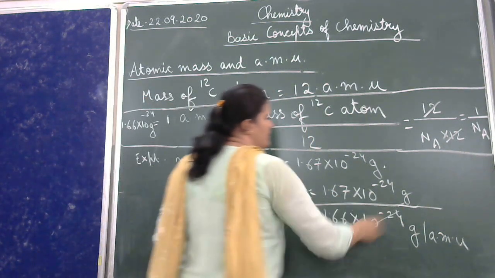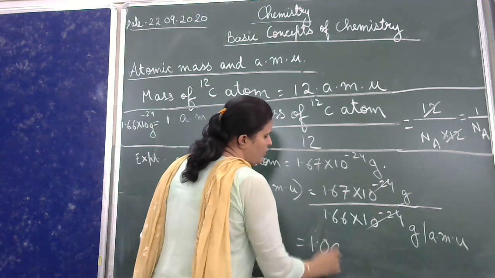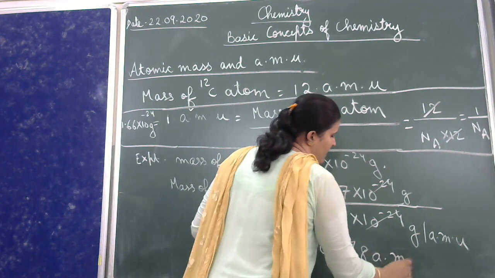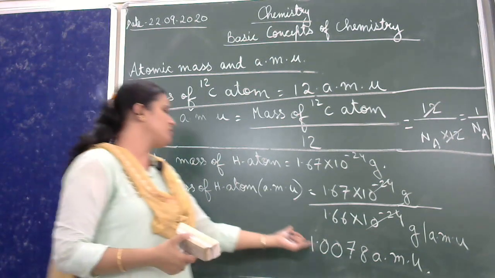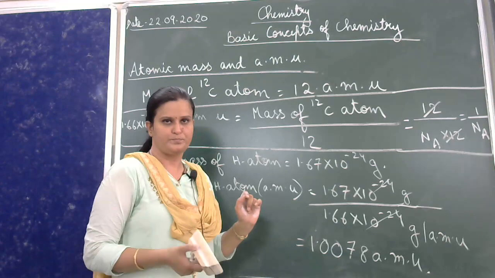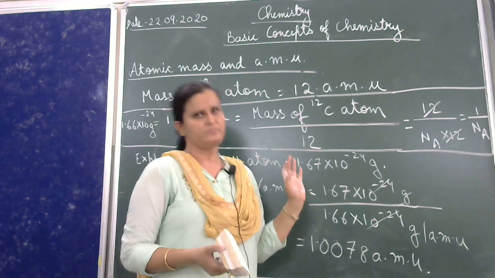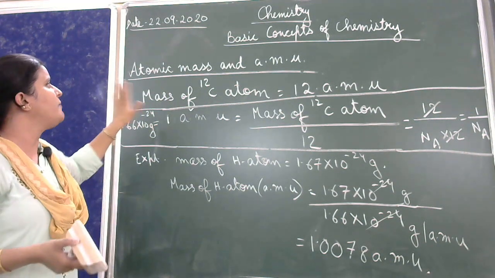So see what happens. If you divide, it will be around 1.007 AMU. Approximately, we take the mass of hydrogen atom as 1 AMU, but the actual value is 1.007. Clear? So I hope this topic is understood by everyone.